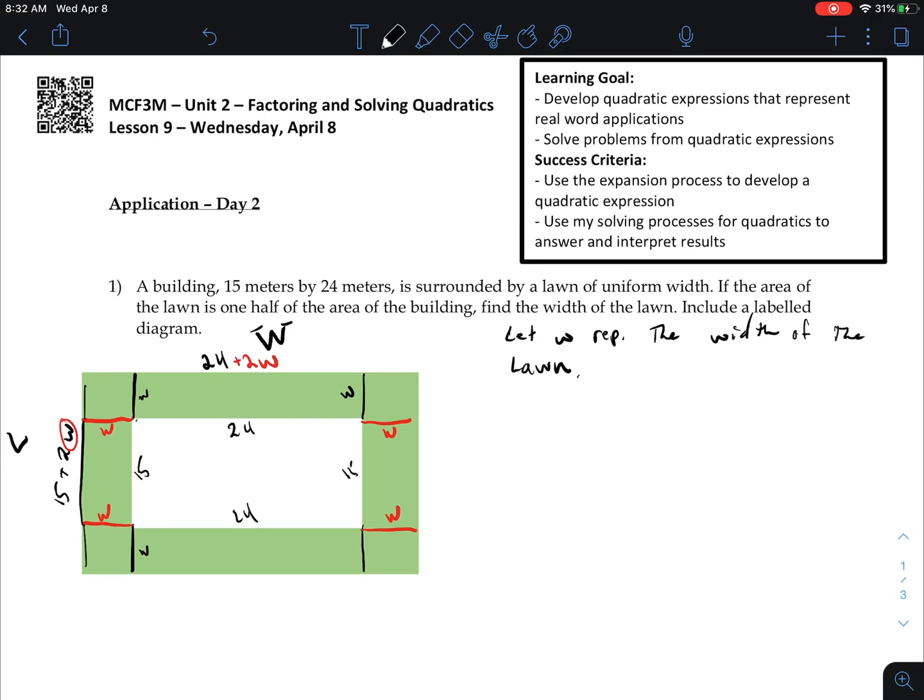Let's just deal with the other part of this question here. Now we're done up to here, right? So I've dealt with the diagram, and now this question has provided me with something else. If the area of the lawn is 1/2 of the area of the building, find the width of the lawn. Okay, so let's just write out what they've said there. So let's say area lawn is equal to 1/2 area building.